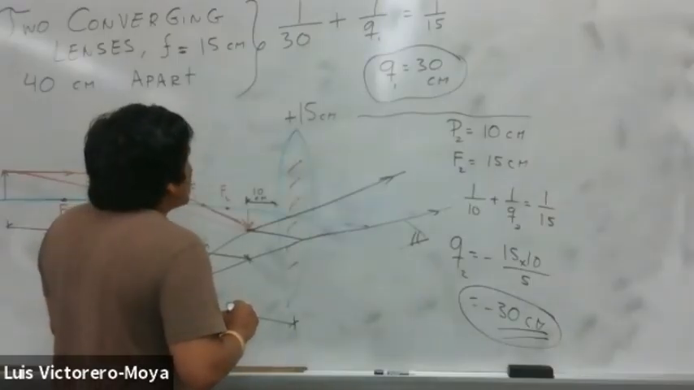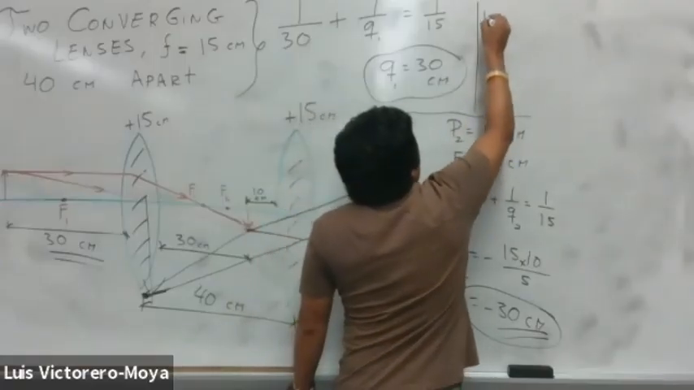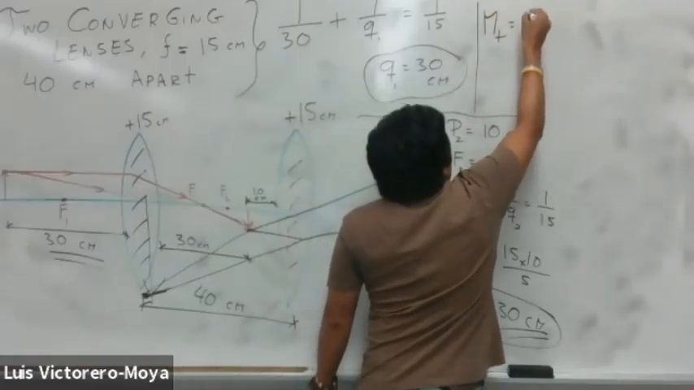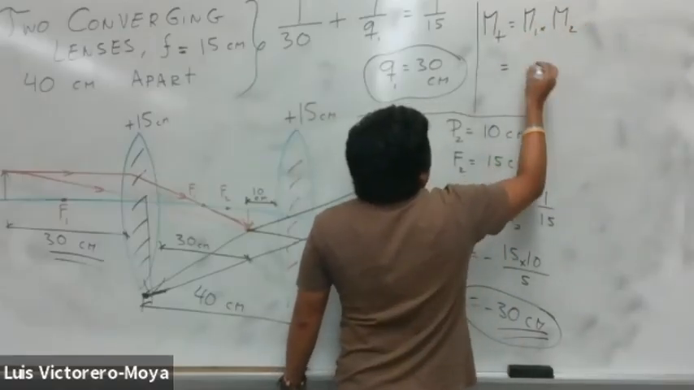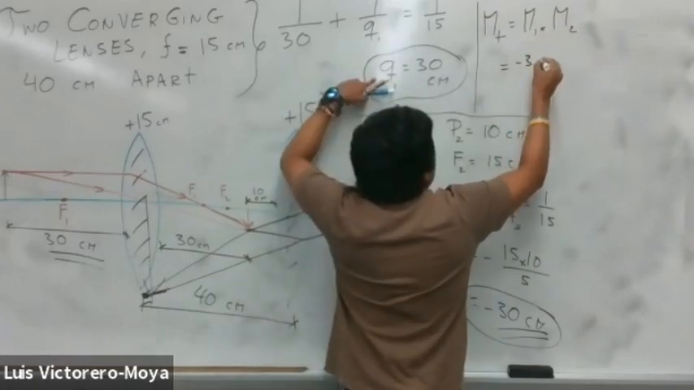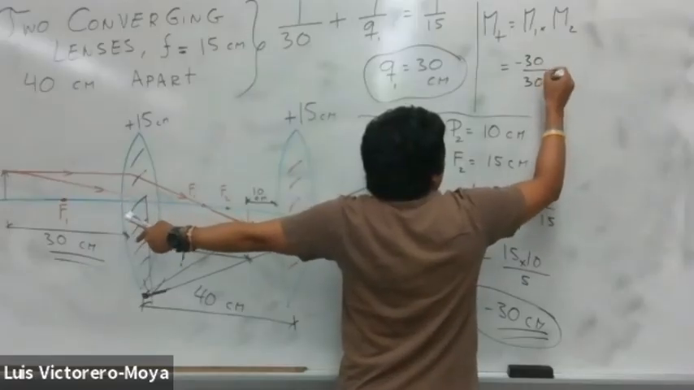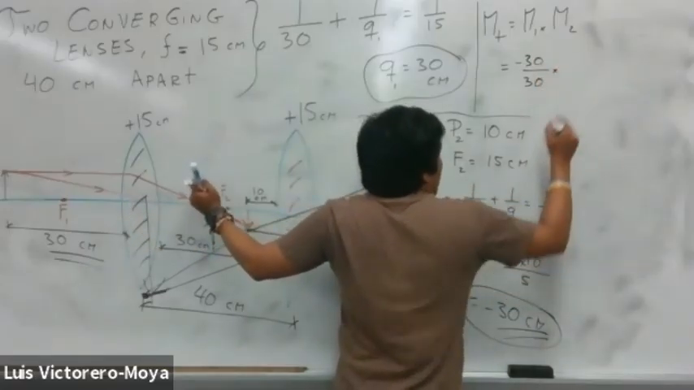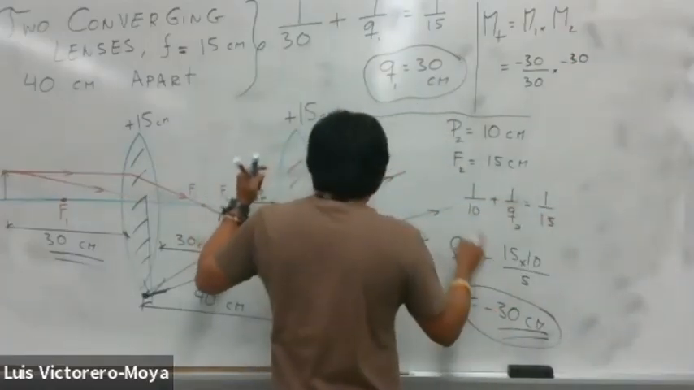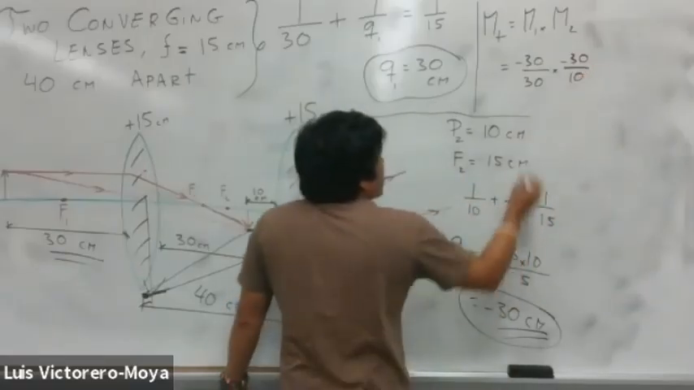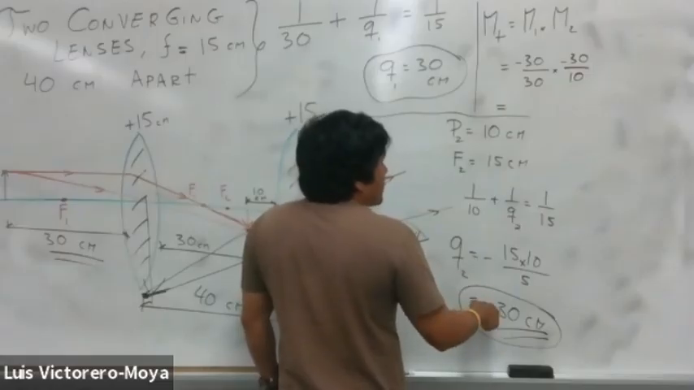The total magnification will be M1 times M2. M1 will be minus Q1 over P1, the first image and object distance, and then minus Q2 over P2. Right? Oh, but that's minus that, right?